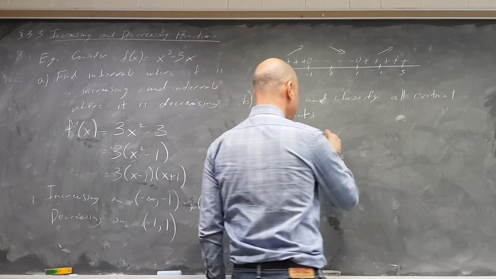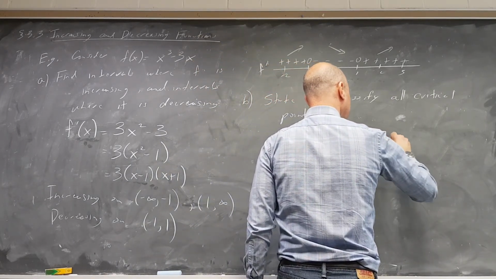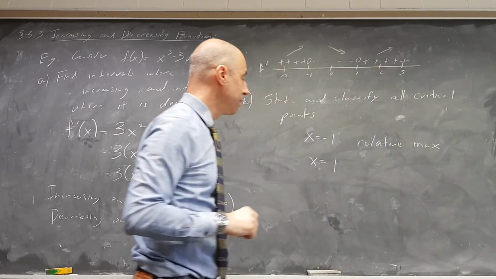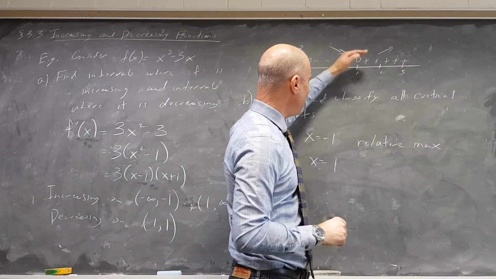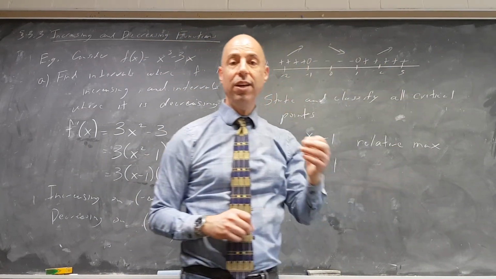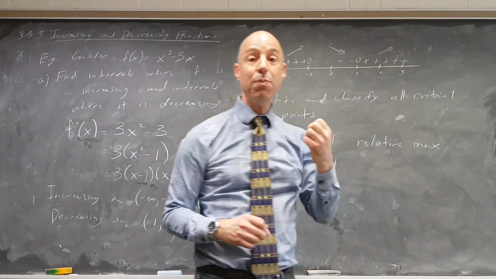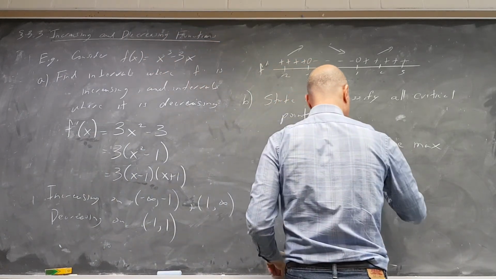So x equals -1 is a relative or a local maximum. At x equals 1, you can see it, again, there's a flat point right there. If it's going down and then going up, it must be at the bottom of a valley. It must be a local minimum, a relative minimum.